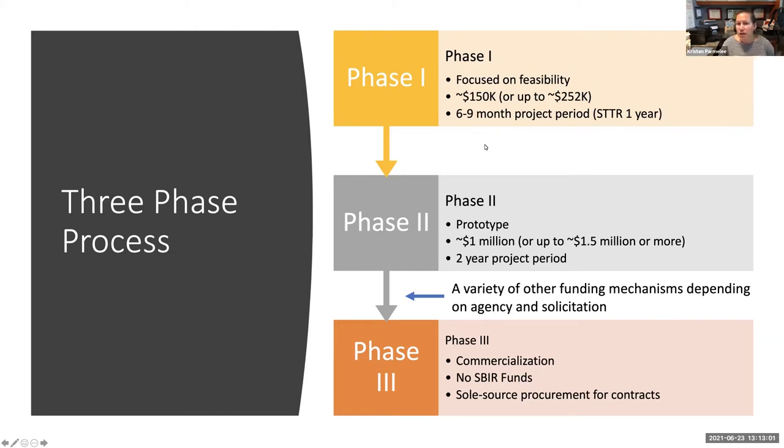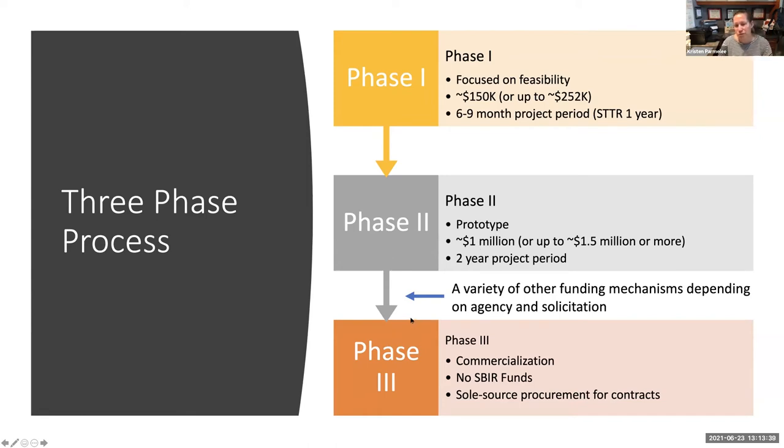After phase one, you move to phase two, which is focused on prototyping. This is about $1 million a year, more depending on the agency. Typically a 2-year project period. And at the end of this, you're sort of expected to have a prototype. Now this prototype can vary from very sophisticated if you have a shorter pathway to commercialization. But if you're developing a therapeutic or even a medical device, your prototype at this point may be relatively rudimentary. So that definition of prototype varies depending on your project.